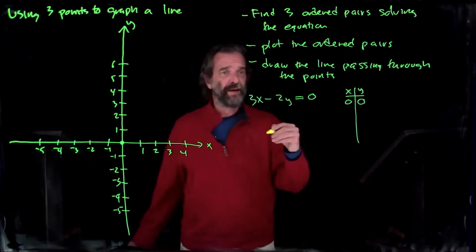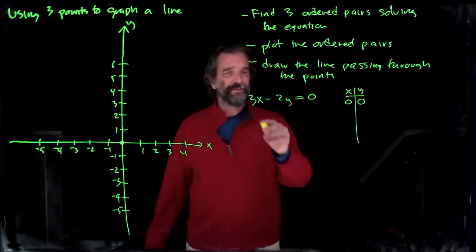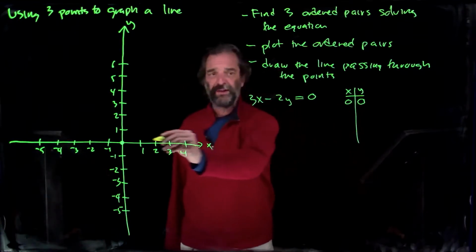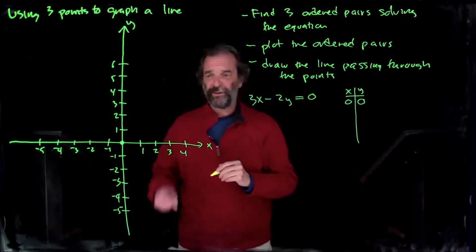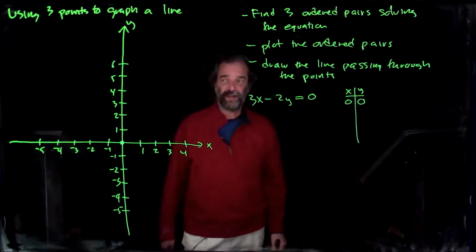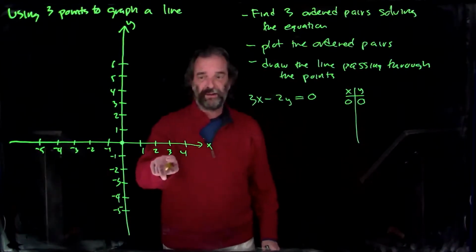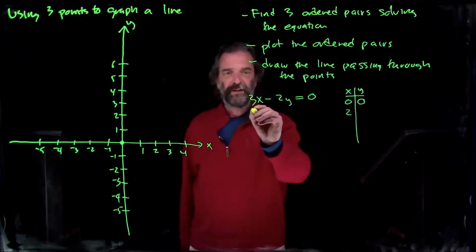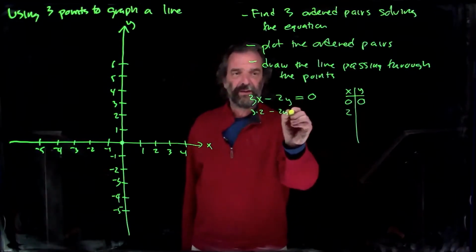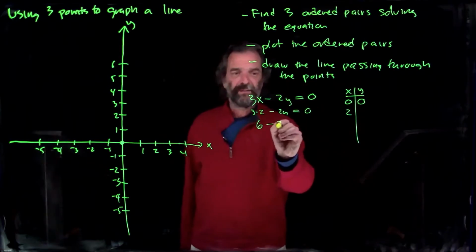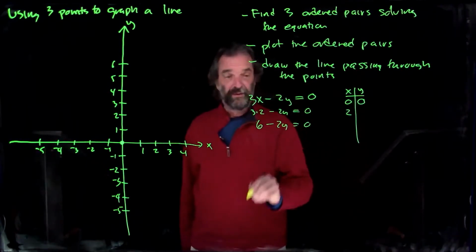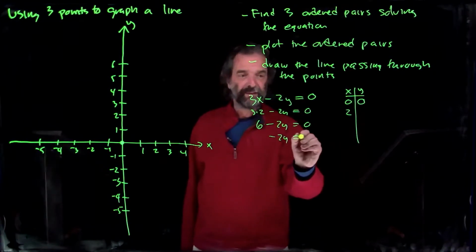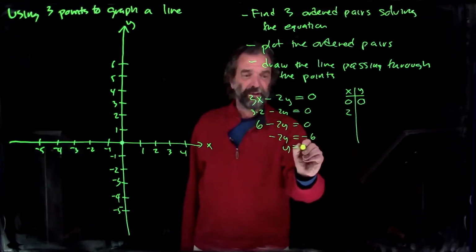Let's try picking something else. You could pick x or y. Now try picking something for x. I don't know what to pick. Maybe I've got to make sure we stay in here, but not make too big a number, because I've already set up my x-axis not to be very big. So we'll try maybe x equal to 2. X is 2, I get 3 times 2 minus 2y is 0. 6 minus 2y is 0. And that could be minus 2y is minus 6. That's y equal to 3.